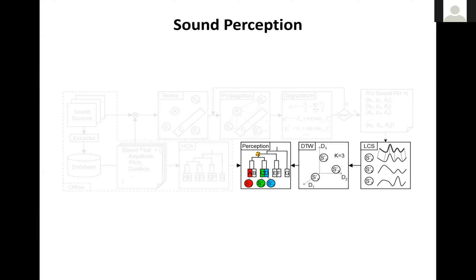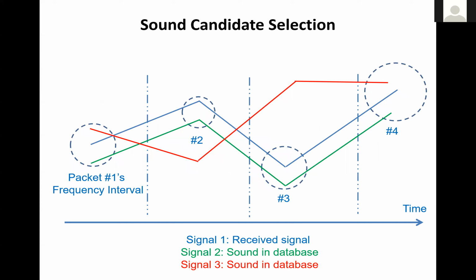And there are two steps to this process, right? So in the first step, we are selecting a set of sound candidates from this database, right, which are approximately close to the sound that was received. And the high-level idea is that we're essentially comparing the frequency interval of each packet in the sound sequence as it corresponds to the sound signals in the database.